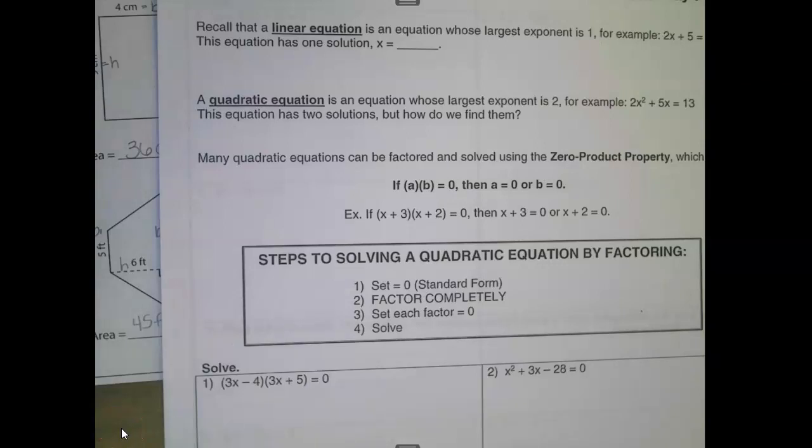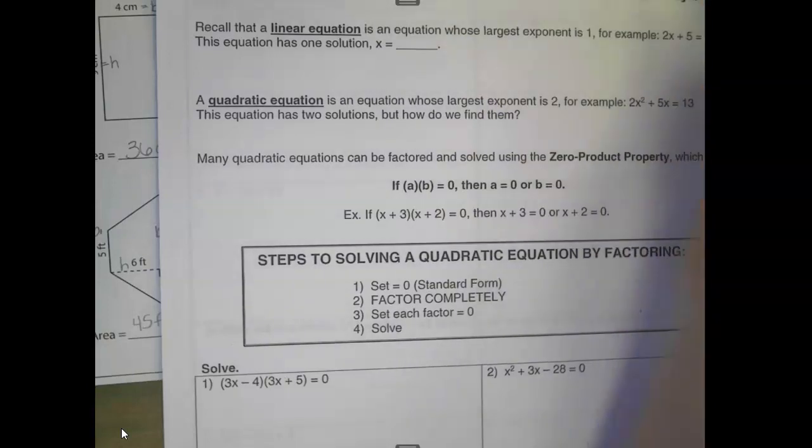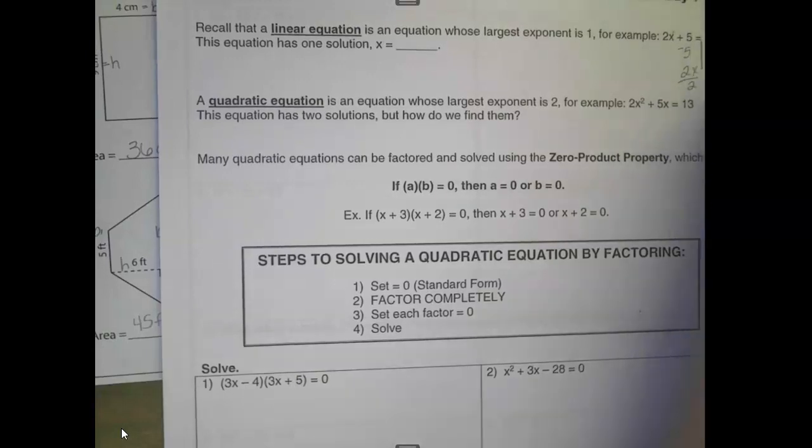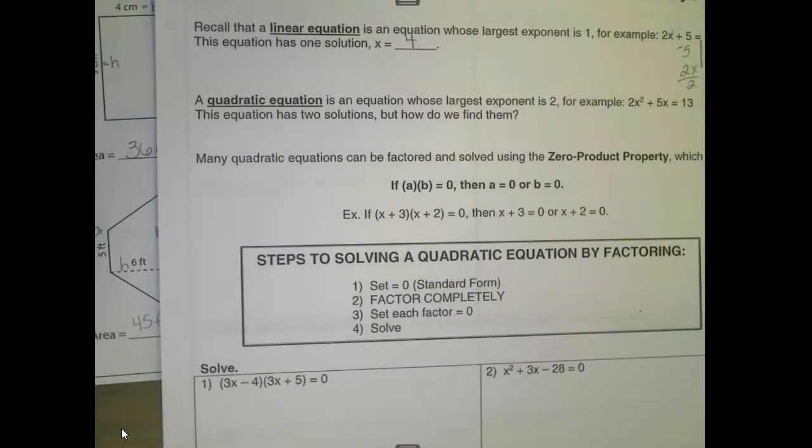Alright, so we're going to be looking at solving quadratic equations by factoring. For a linear equation, we only had an exponent of 1, or we had x just by itself. So we could easily solve that to find out what x equaled, and we get that x equaled 4. So that's our one solution to a linear equation.